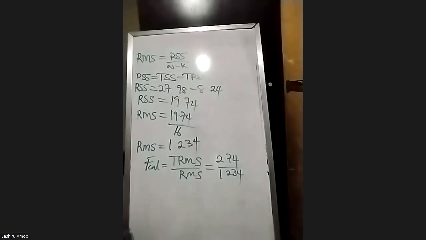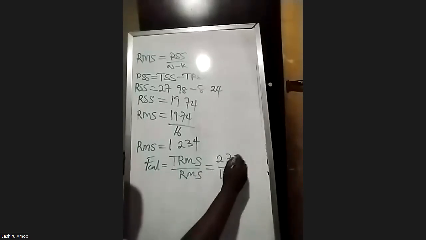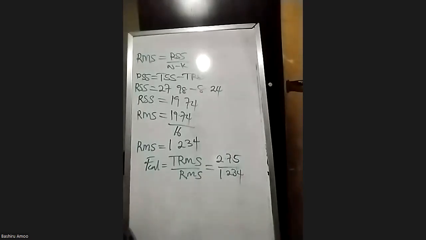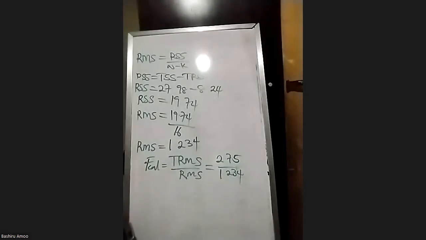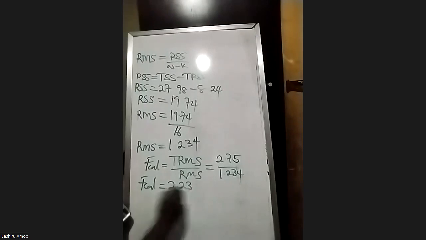2.75. Okay, 2.75. Thank you, sir. So 2.75 divided by 1.234. Since we have two decimals, no problem. So now the F calculated will be 2.23, class. The F calculated will be 2.23. That's our F calculated. Now the next step is what? F tabulated. The next step is F tabulated.